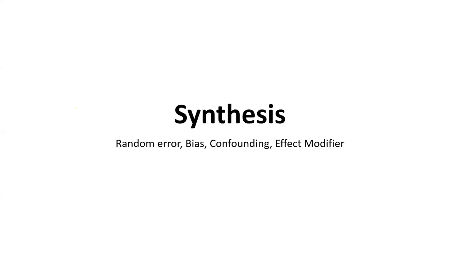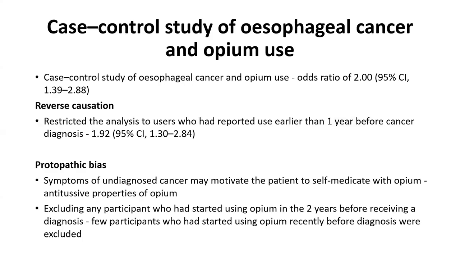Ma'am, 1 minute. I have a doubt. Yes, Ajit. Ma'am, right now the example is like they must have cancer, but they are not diagnosed. They start using opium because of symptoms. After that, they will be diagnosed, so they will think opium use led to esophageal cancer. Yes. That is protopathic bias. Yes.